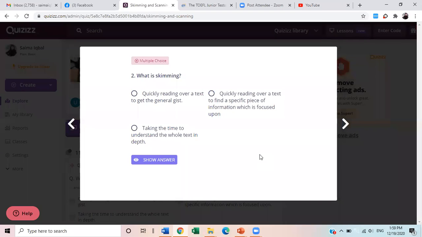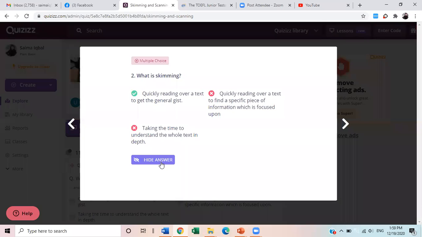Now, what is skimming? Quickly reading over a text to get the general gist. Quickly reading over a text. It's the same options. Now, what do you think? Which one is correct? First one, ma'am. First or third? First, ma'am. Taking the time to understand the whole text in depth. All right.